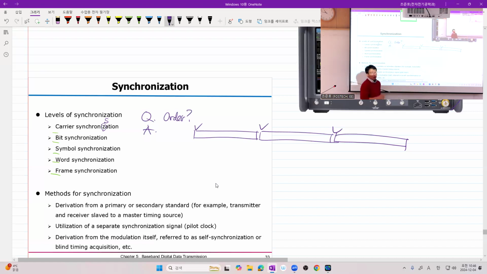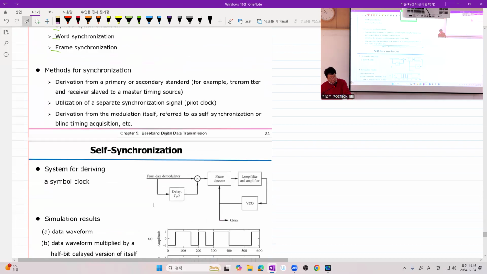Got it? So never forget. There are many levels of synchronization for digital communication, but the order should not be misunderstood as unique. Sometimes you have to do some synchronization first and then the others, depending on the channel environment. Got it? That is my message.